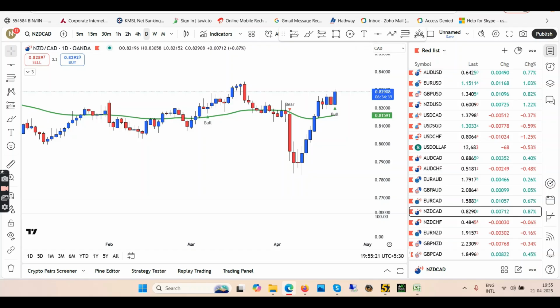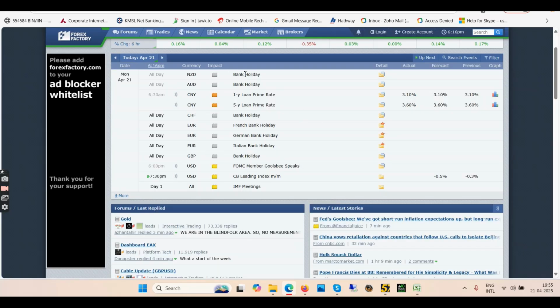Okay, let's check the daily news. Today, New Zealand has a bank holiday and the Canadian market is open.